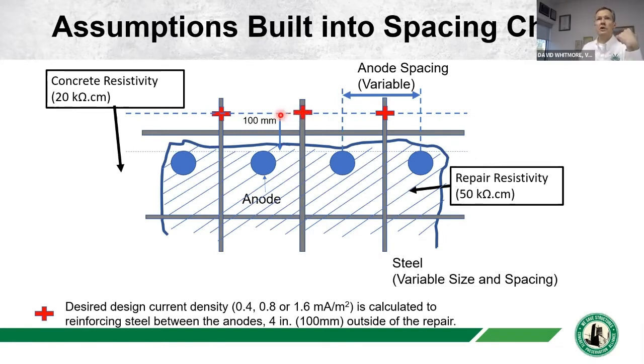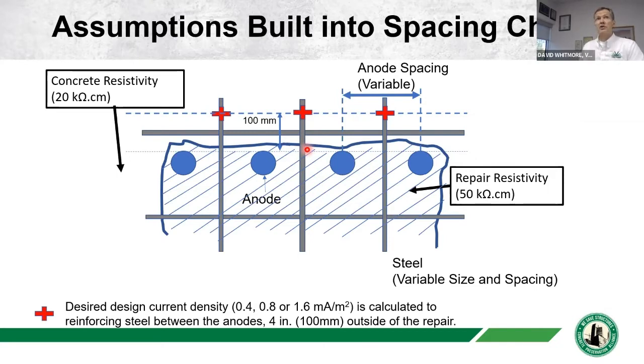If you were to look along a bar at this position here, directly opposite to the anode, the current density going to the steel at that location would be higher than the design current density. And obviously, as you move further away from this point, the current density of the steel will be decreasing. And as you move closer to the repair, the current density of the steel will be increasing.